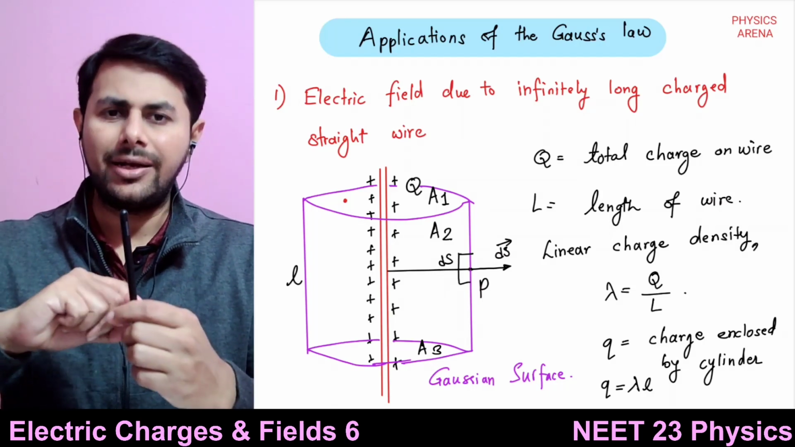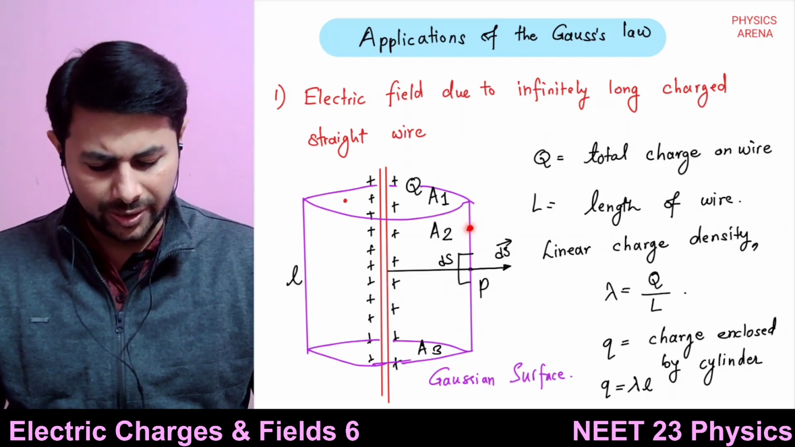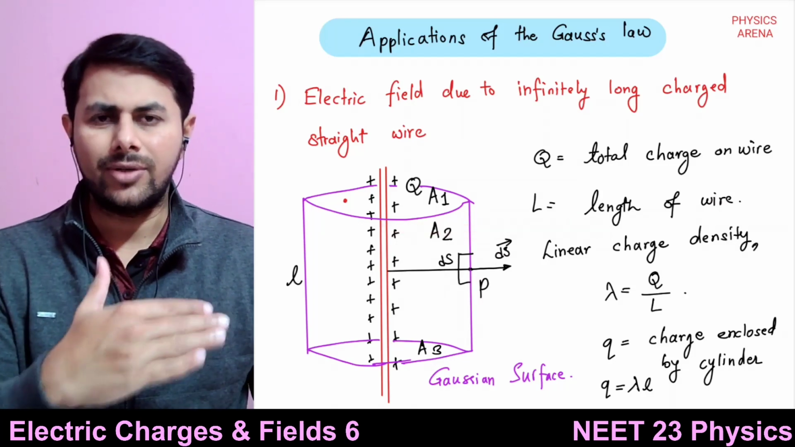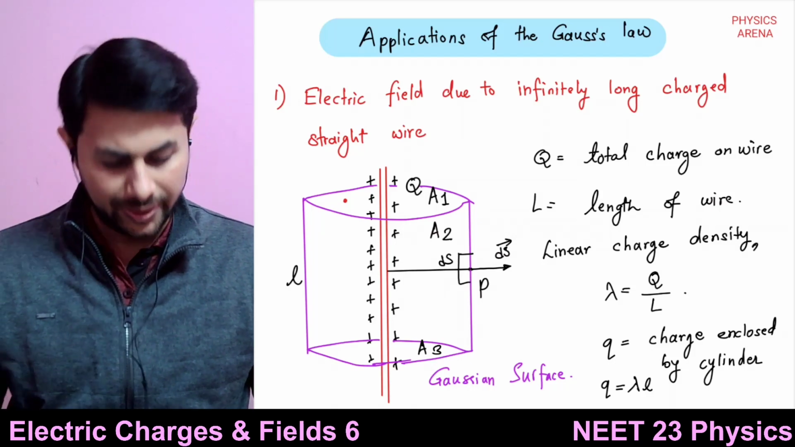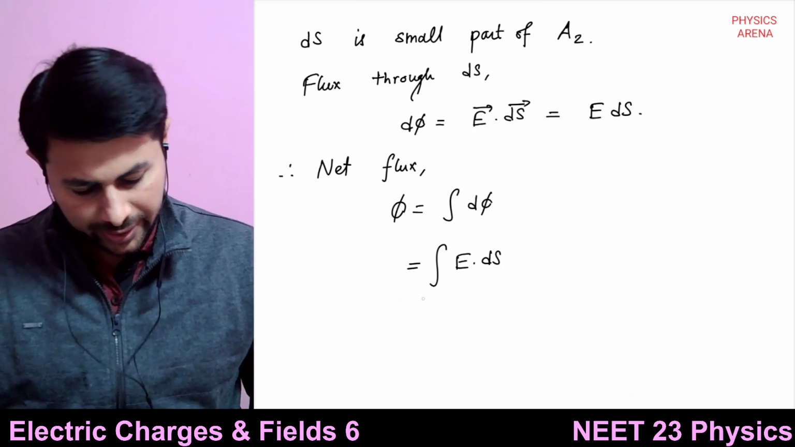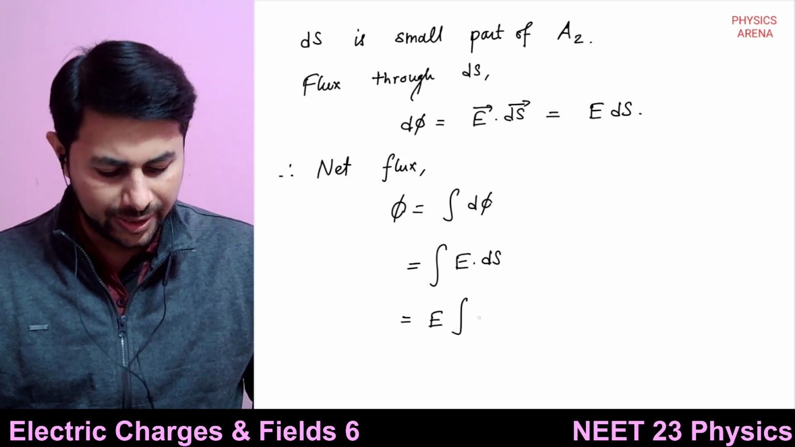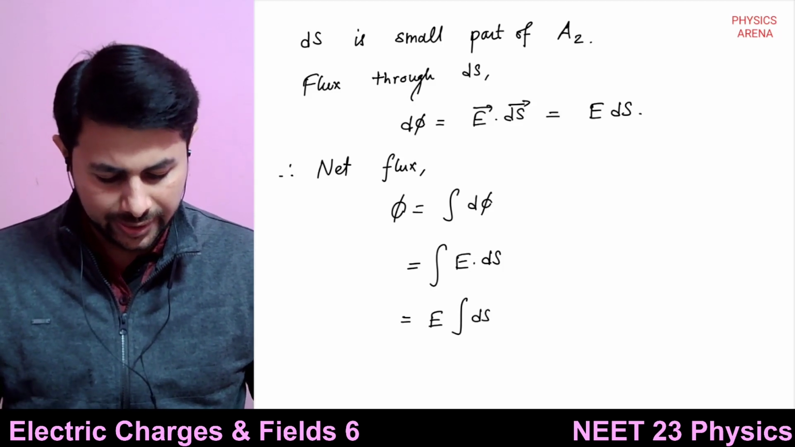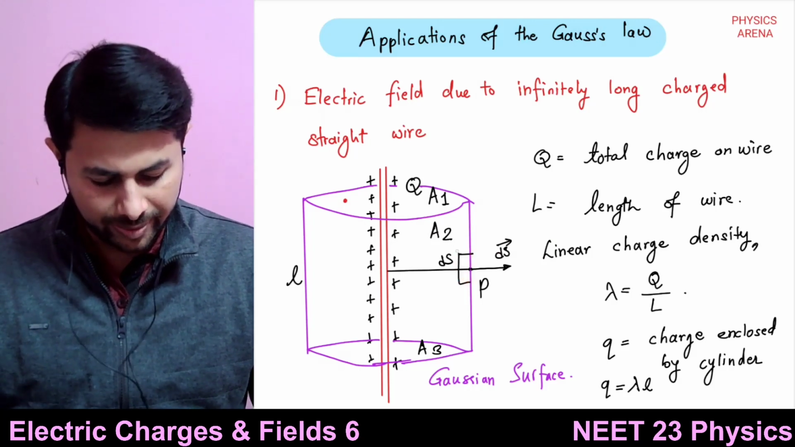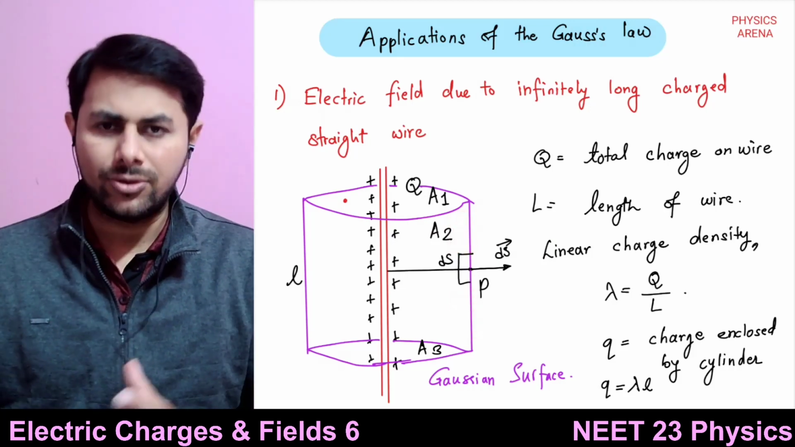Why? Because the wire has infinite length. Wherever you take your point P, the electric field at that point will be perpendicular to the length of the wire only. So we can say that E is a constant, and we can take it outside. So it is E multiplied by the integral of ds. What is the integral of ds? It means you take small surface areas like this on the curved surface and add all those areas.